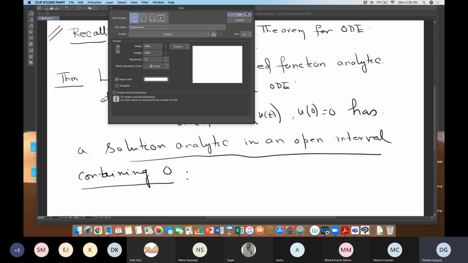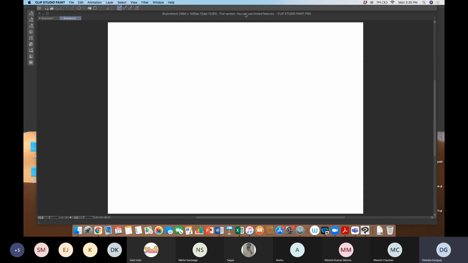Now tell me, does anyone remember the proof? How did we do it? First, just to recall, we assume that u is a C infinity solution of the above ODE. Why can I assume that u is a C infinity solution? Can anyone tell me?